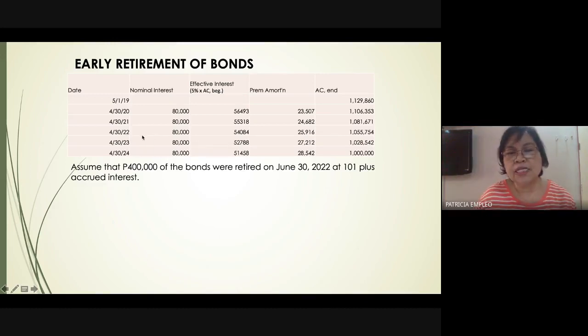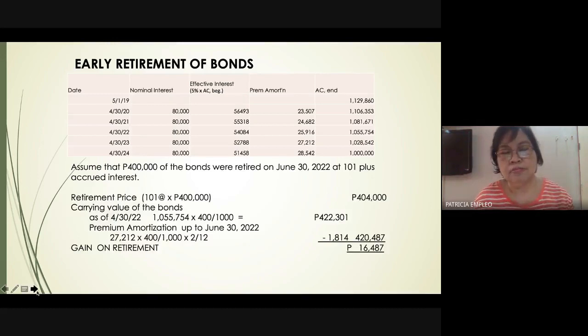But 2 months after that interest payment, 400,000 of the bonds were retired on June 30, 2022 at the retirement price of 101. 101 is the retirement price on account of face value. The term used here is plus, not including. Therefore, this is the retirement price on account of the face value. To compute the total cash paid, we need to add the accrued interest from April 30, 2022 to June 30, 2022 only for the 400,000 bonds that are to be retired on this date.